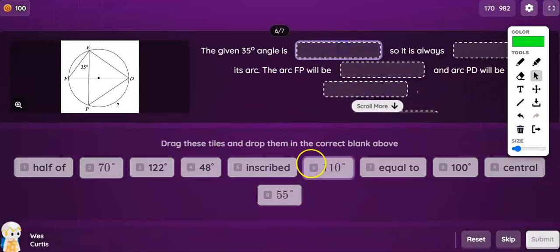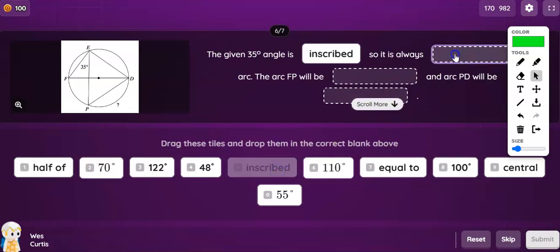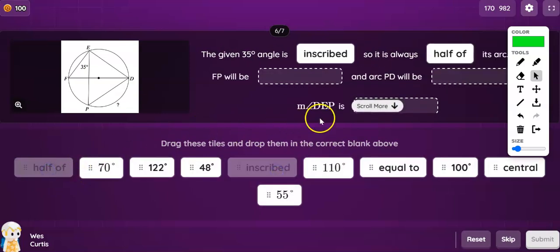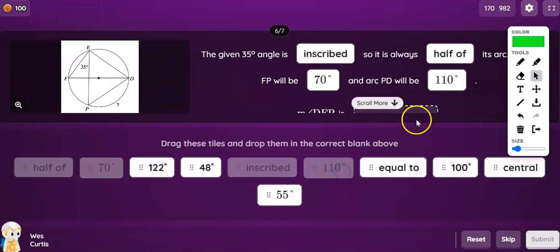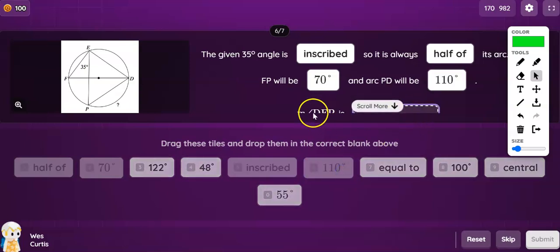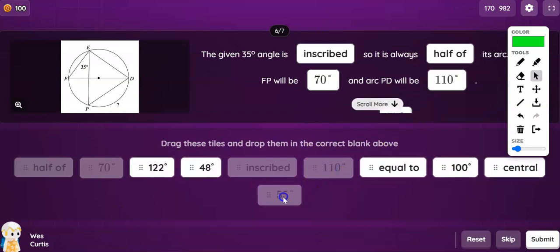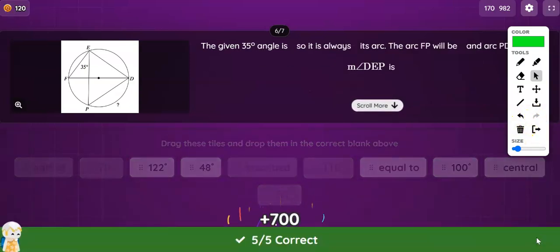So again, 35 was an inscribed angle, and inscribed angles are always half of its arc. Arc FP would be 70, because 35 times 2. Arc PD, by the half circle being 180, was 110, and then this last one was also inscribed, making that 110, aka half of 110, 55.